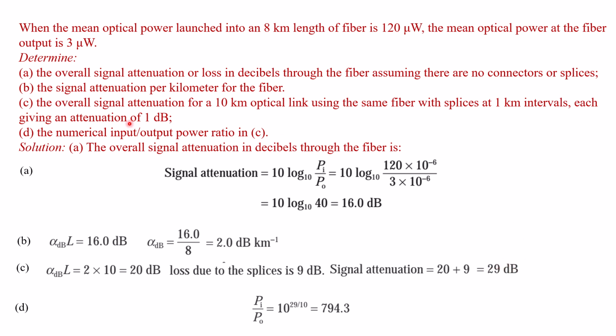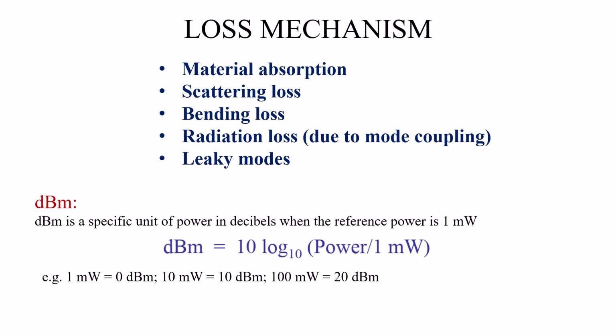And for the numerical input to output power ratio, we can simply take the anti-log, and we get Pi by PO equal to 794.3. This is the power ratio.